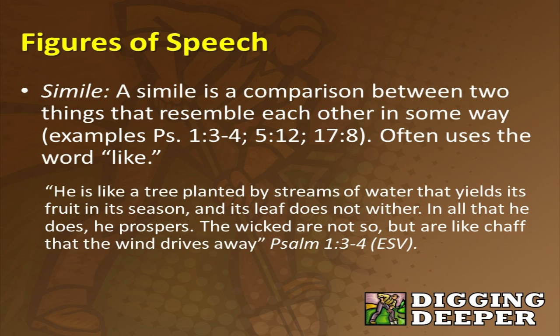First, simile. Now, a simile is a comparison between two things that resemble each other in some way, and the best way to spot a simile is through the use of the word like. So, for example, we have Psalm 1:3 and 4. He is like a tree planted by streams of water that yields its fruit in its season, and its leaf does not wither. In all that he does, he prospers. The wicked are not so, but are like chaff that the wind drives away.